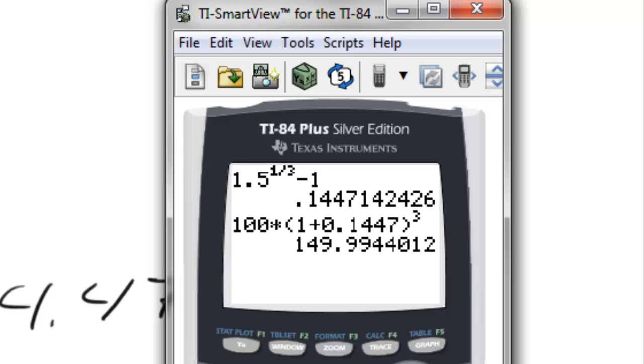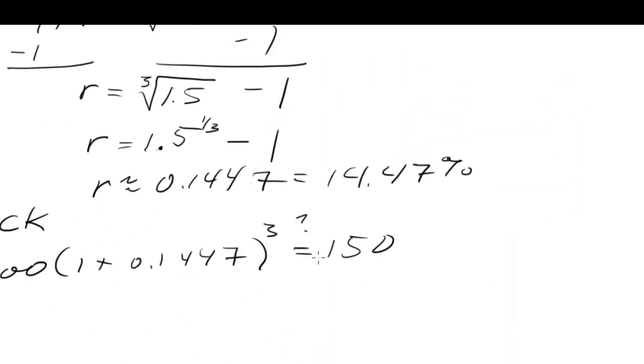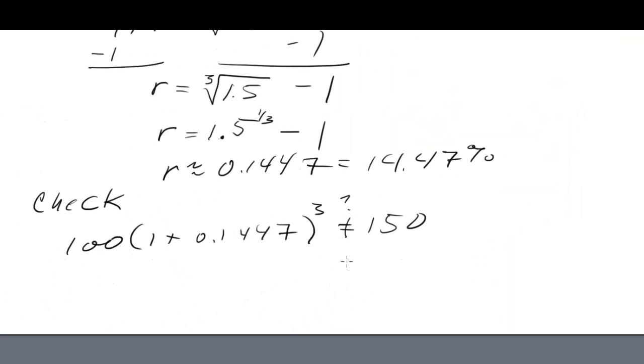Oh my goodness, we don't. We get $149.99 and some change that's less than a penny. So apparently this is slightly off. This is equal to approximately $149.99. Why are we off?